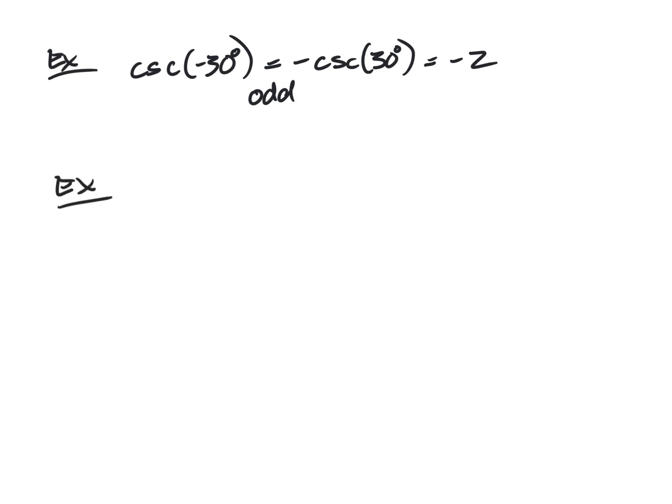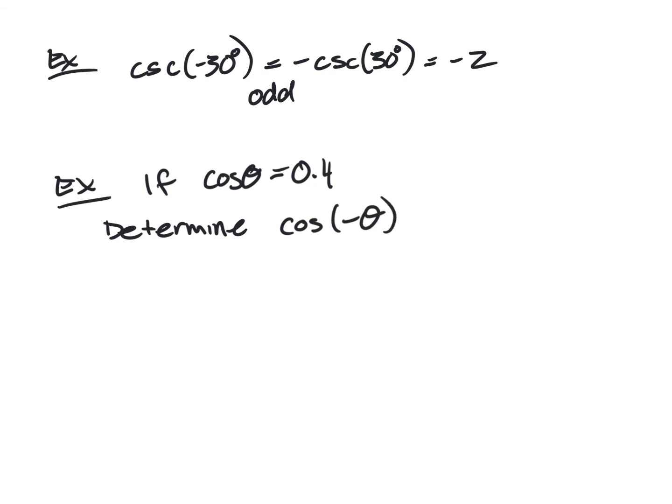One more example, and let's say if cosine of theta is 0.4, determine cosine of negative theta. Well, since cosine is even, cosine of negative theta is going to be cosine of regular theta. And we know cosine of theta is 0.4, so cosine of negative theta is just 0.4.